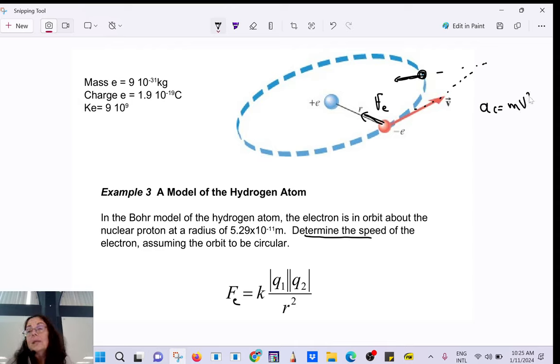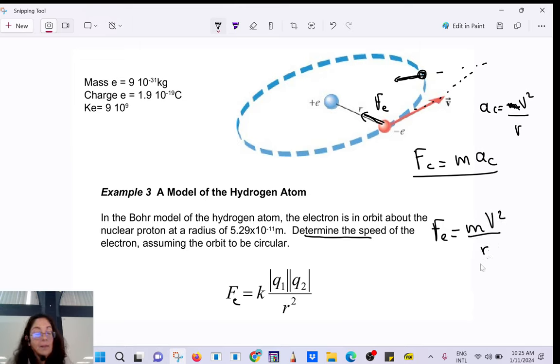From physics one, I hope you didn't erase your memory. So the acceleration is V squared over R. The force, Newton's second law, equals mass times acceleration. So the electric force equals the mass of the electron times the speed squared over R. So you can do the computation. Let me know what you find. So 9 times 10 to the 9.